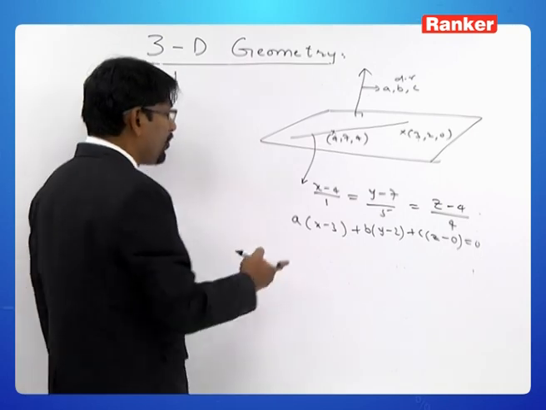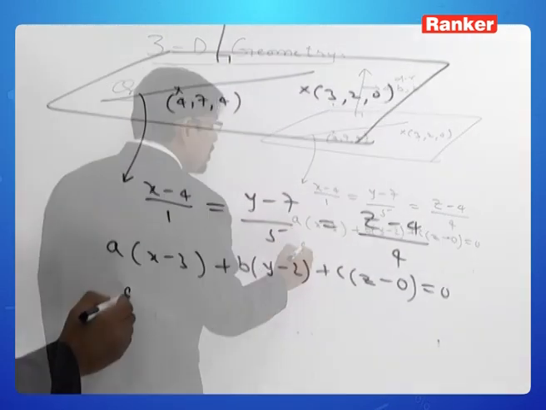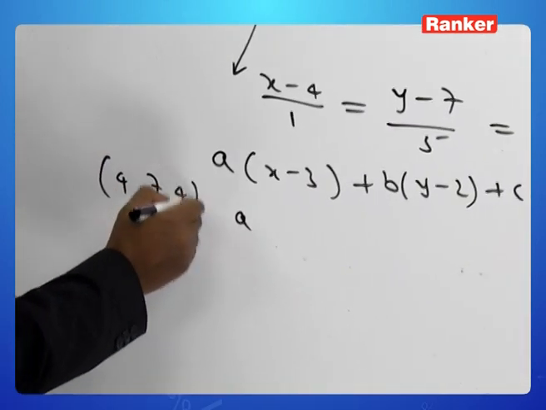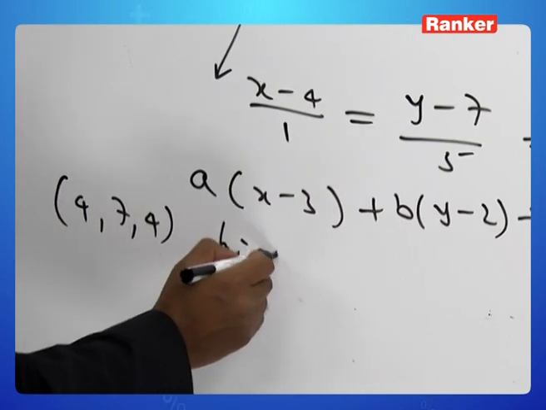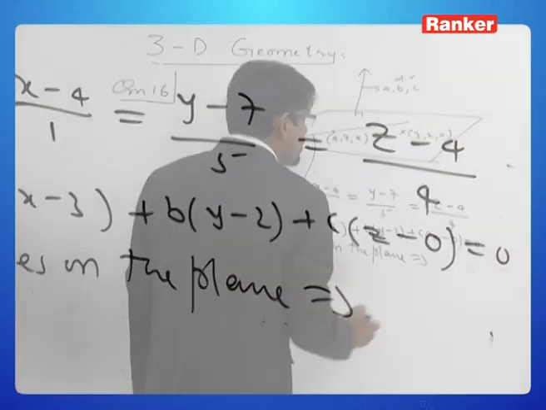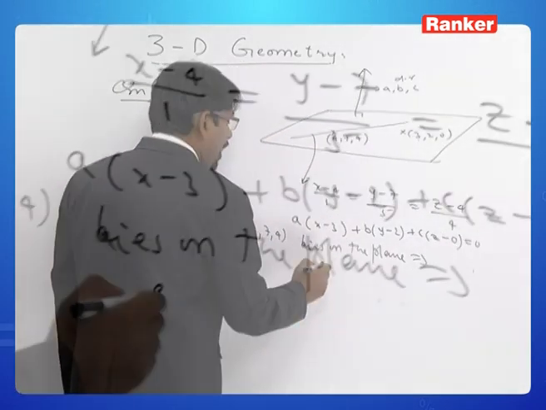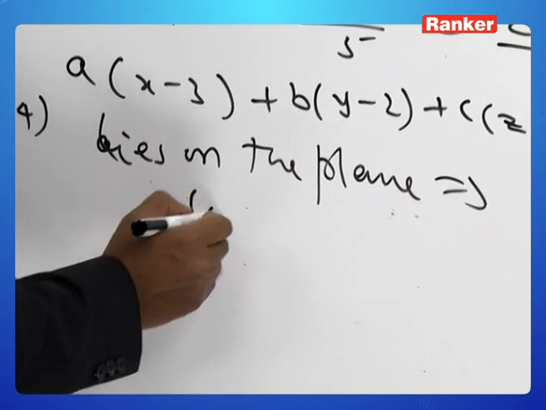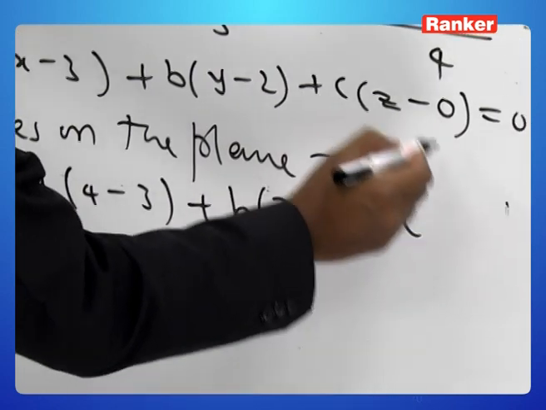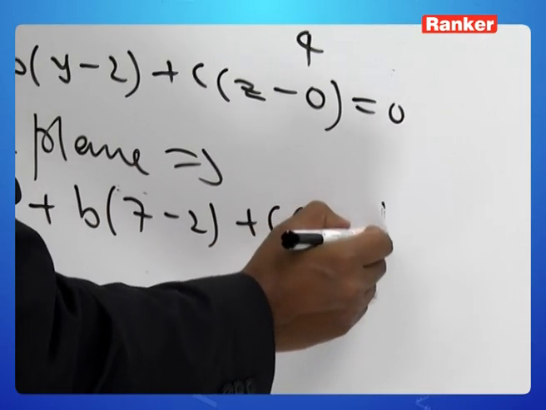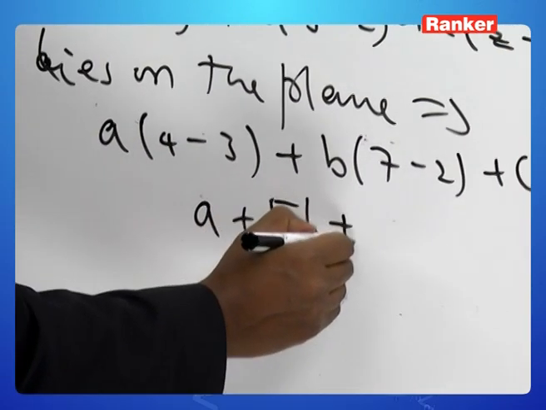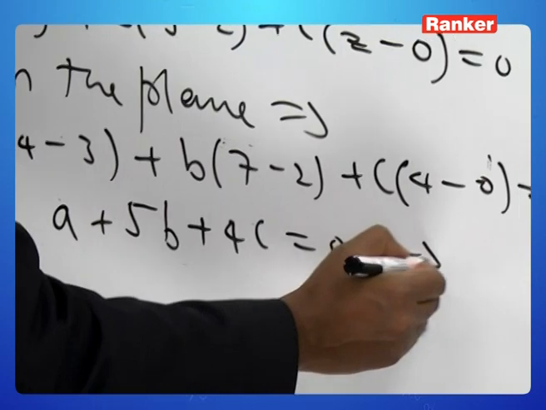So, 4, 7, 4 should satisfy the equation of this plane. Instead of x, y, z I can substitute that point. So, 4, 7, 4 lies on the plane, which implies a into 4 minus 3 plus b into 7 minus 2 plus c into 4 minus 0 is 0. That gives me a plus 5b plus 4c is equal to 0. That's one equation in a, b, c.